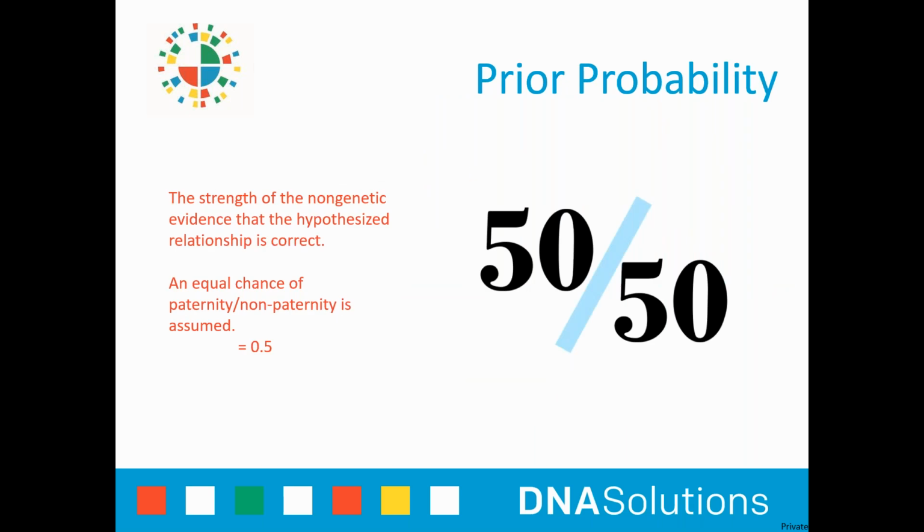The other thing you'll have seen on your relationship test is a prior probability. So this represents the strength of the non-genetic evidence that the hypothesized relationship is correct. We always use 50-50. So we always assume an equal chance of paternity and non-paternity, which is 0.5. There are scenarios in which you could argue that you might not use 0.5, like if all your people were on a desert island and there are only 4 possible fathers. But for the sake of general testing, and this is true for nearly all labs, we all use 50%.